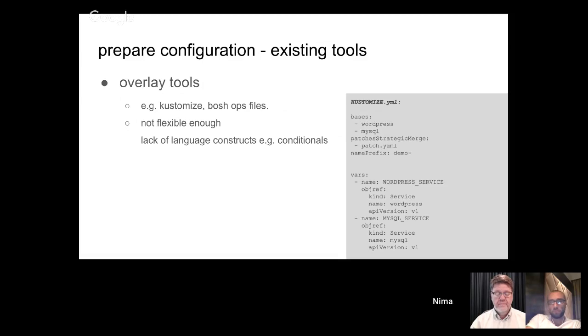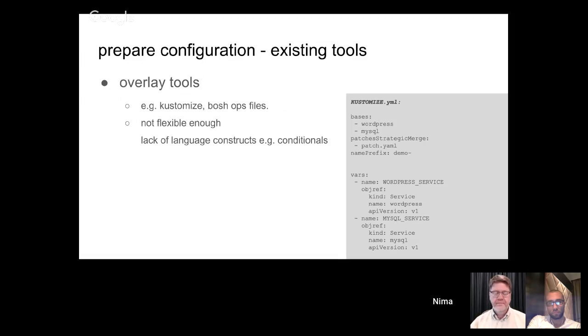Another category of tools are the overlay tools. And if you're familiar with it, Kustomize is one of the primary ones in the Kubernetes community. And the way the overlay tools work is that they treat these YAML configuration files as the base configuration. And then they allow you to add layers with variations on top of these base configurations. For example, you can do more surgical changes to your YAML documents. You can remove elements, you can add elements, you can replace elements.